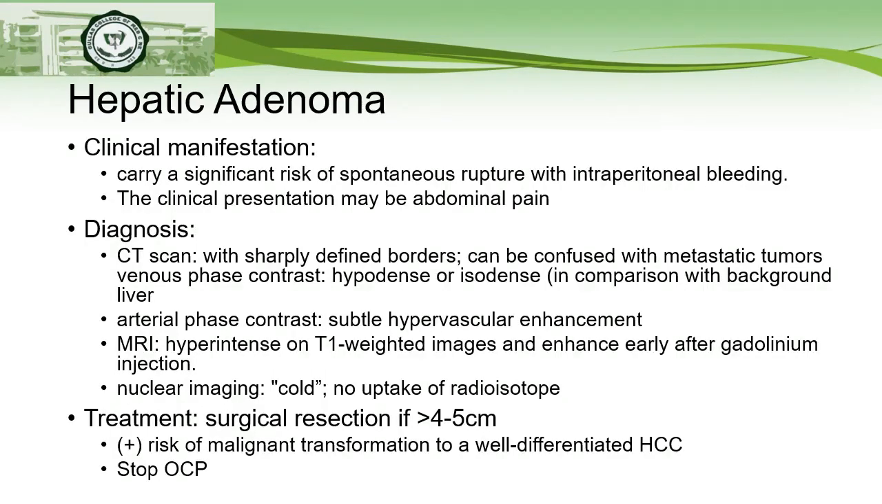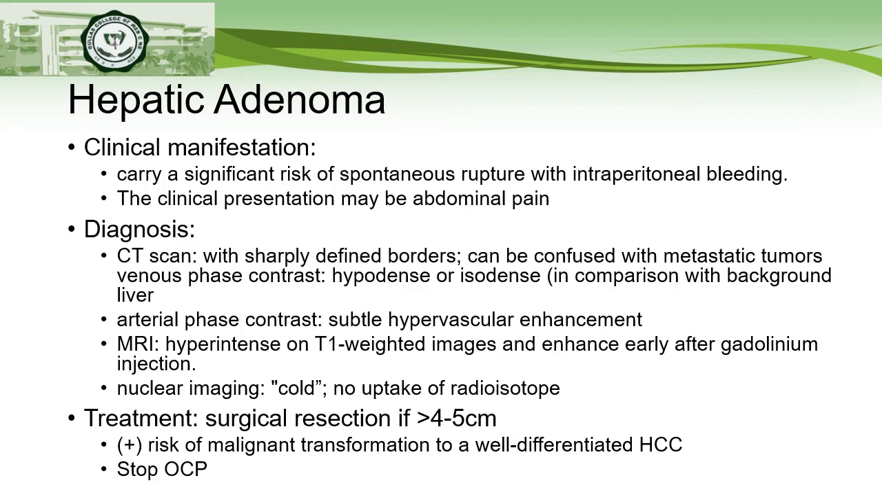Hepatic adenomas carry a significant risk of spontaneous rupture with intraperitoneal bleeding. The clinical presentation may be abdominal pain, and in 10 to 25% of cases, hepatic adenomas present with spontaneous intraperitoneal hemorrhage. To identify these on CT scan, sharply defined borders on the mass have been noted, and they can be confused with metastatic tumors. With venous phase contrast, they can look hypodense or isodense in comparison to the background liver. On arterial phase contrast, subtle hypervascular enhancement is often seen.